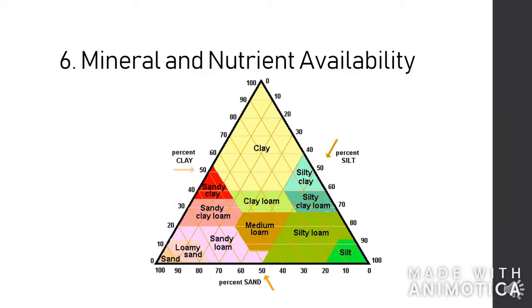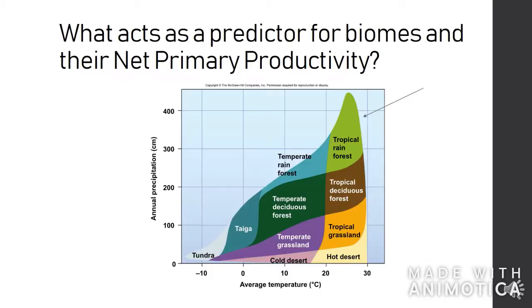Mineral and nutrient availability. The 3 broad categories of soil composition are sand, clay, and silt. Soil nutrient availability affects the type of plants present.